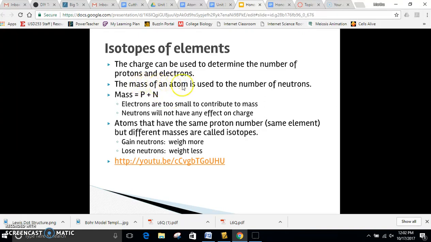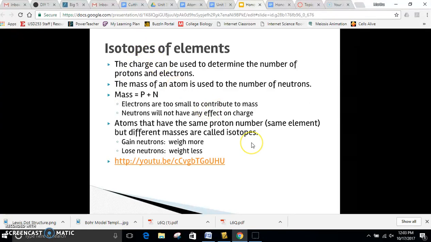This is where we have to use the mass of an atom to determine the number of neutrons. The formula for this is mass equals protons plus neutrons. Electrons are actually too small to contribute to mass, so we don't count electrons in the mass of an atom. And as with the ions, they are gaining or losing electrons, so the charge is going to be affected. Neutrons have no effect on the charge because they are neutral. So when you're talking about ions or the charge, you're dealing with electrons. When you're talking about isotopes or the mass, you're dealing with neutrons.